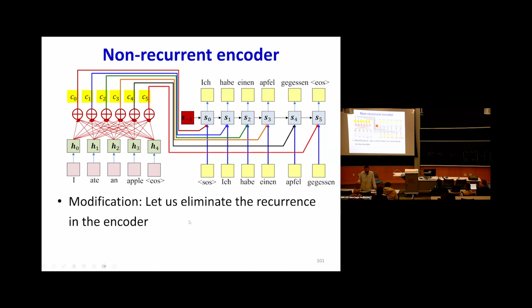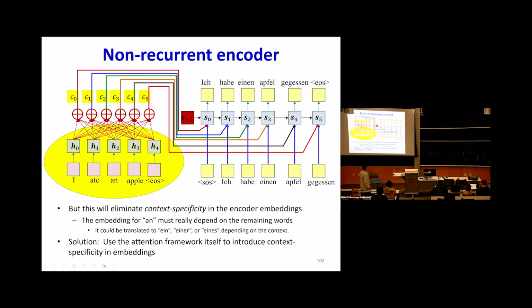I want the representation for apple to consider the fact that somewhere in the sentence there was an ate. Yes? Can you, instead of just having recurrence in the hidden states, just feed in all the inputs to successive, like H1 now will take in both I and A. Something like that, right? So if I just get rid of this recurrence, I'm going to eliminate context specificity. And this is a problem, right?